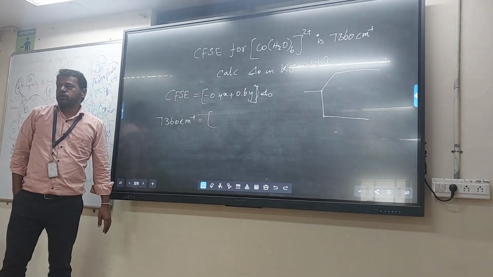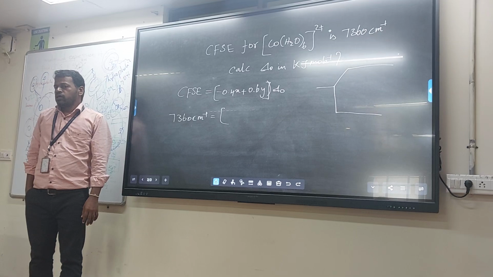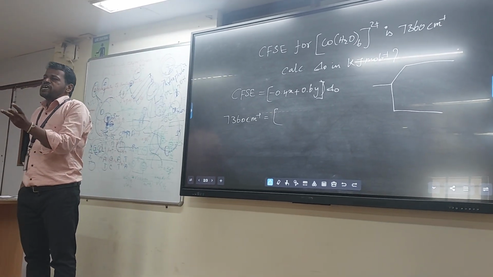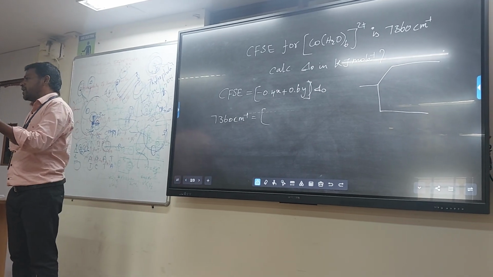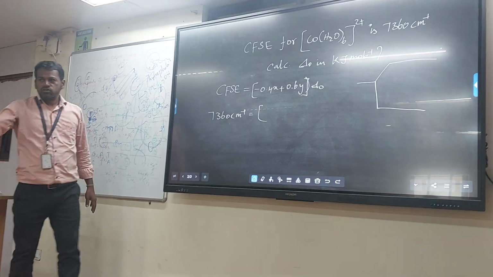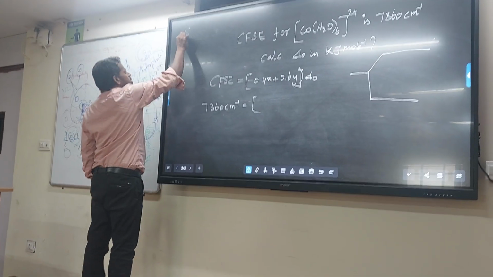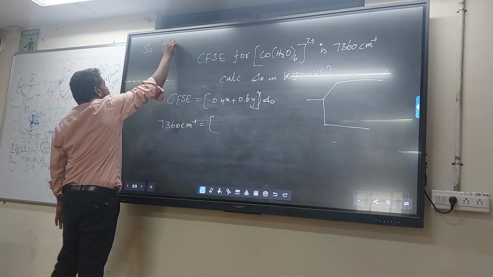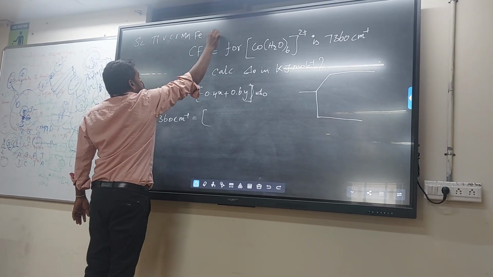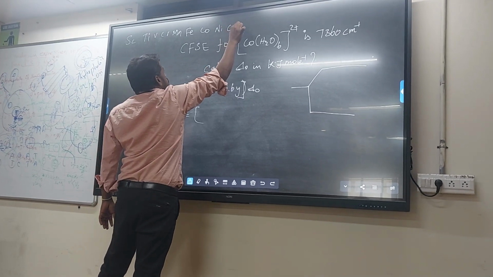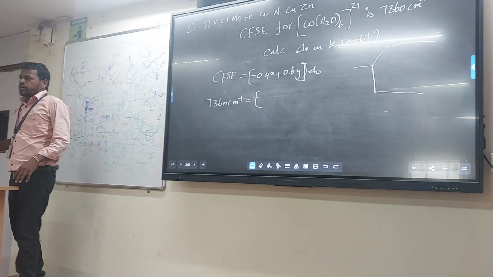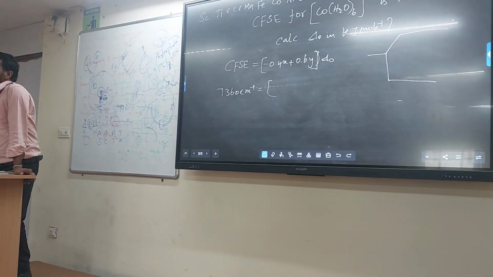Atomic number of cobalt. We know the d-block elements, the 3d series: scandium, titanium, vanadium, chromium, manganese, iron, cobalt, nickel, copper, zinc. Cobalt is 27. Sc, Ti, V, Cr, Mn, Fe, Co, Ni, Cu, Zn. So that is the first d-block series.